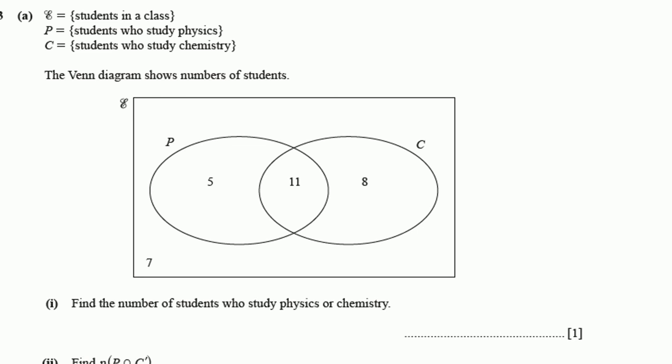So here's another question. We've got a universal set of all the students in a particular class. P is the students who study physics, and C is the students who study chemistry. And here's a Venn diagram showing the students. I want to find the number of students who study physics or chemistry.